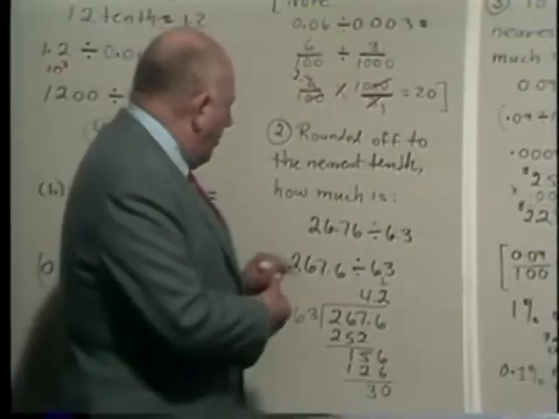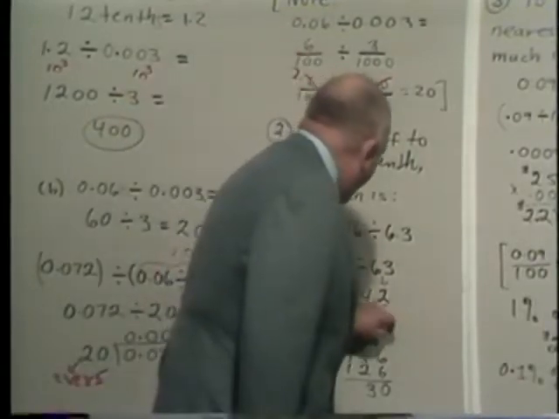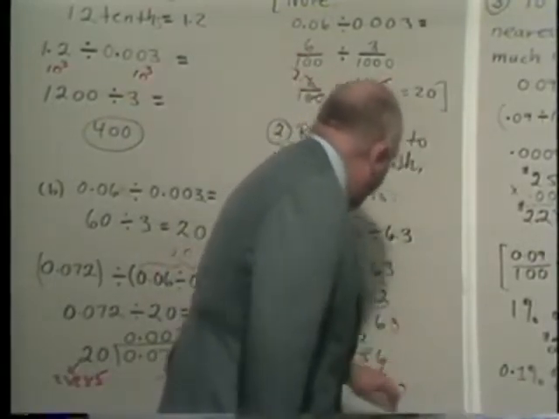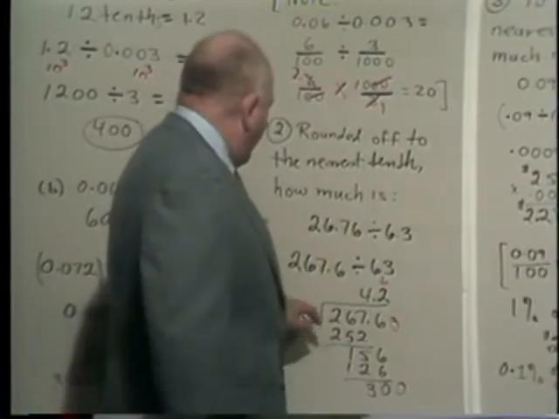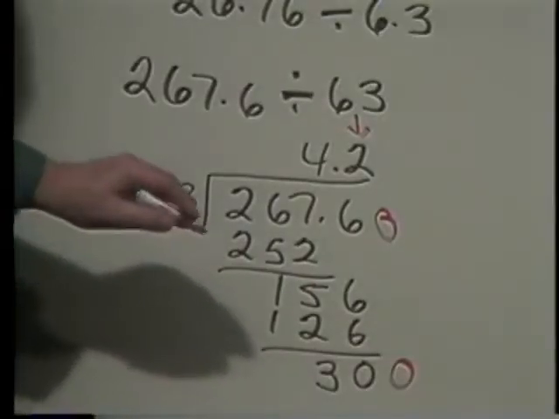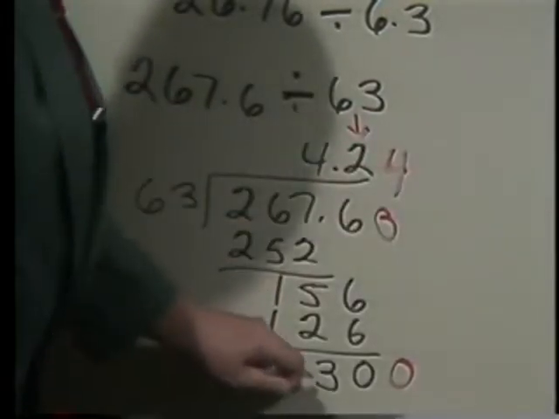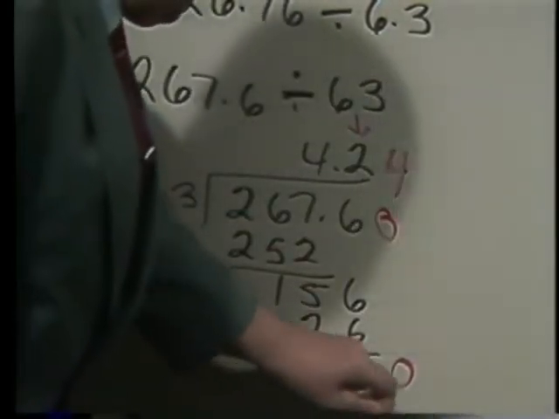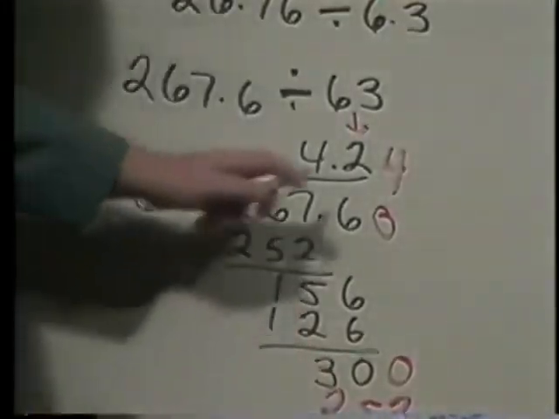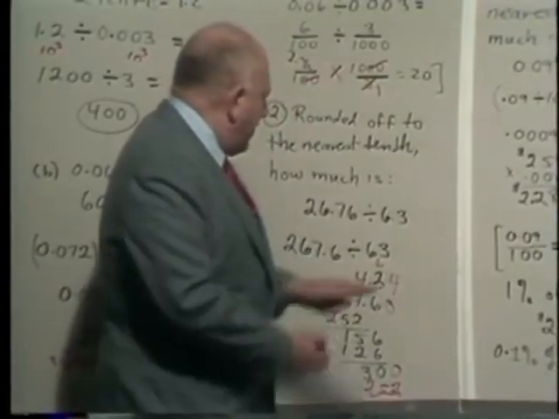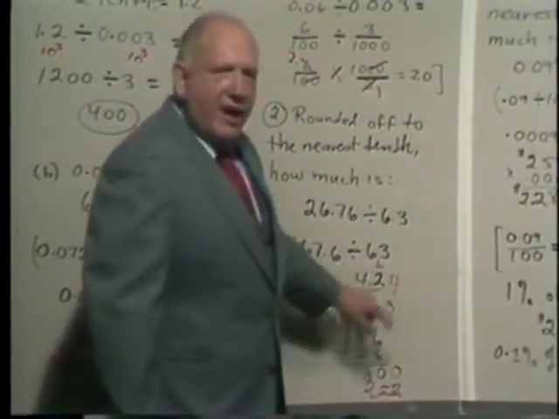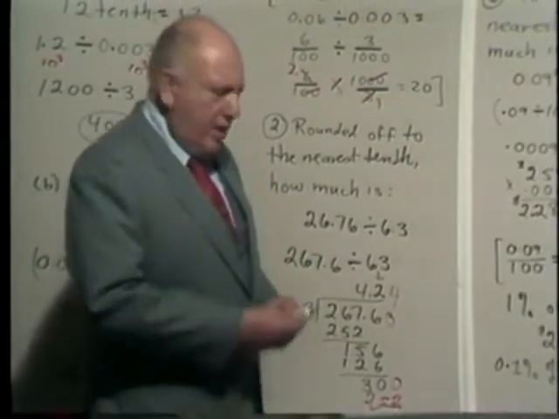But if we wanted to, and didn't want to guess that way, just bring down another 0, and then you see 63 goes into 300 4 times, and that would be again 252. And now you see, in rounding off to the nearest tenth, we look at the 100th digit, and since that's less than 5, we just drop it.